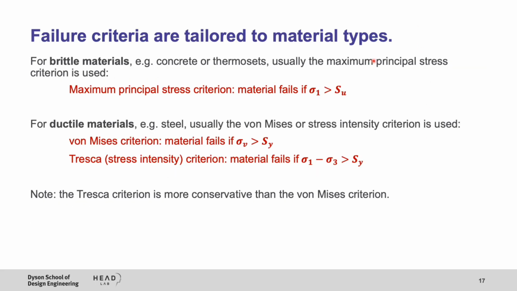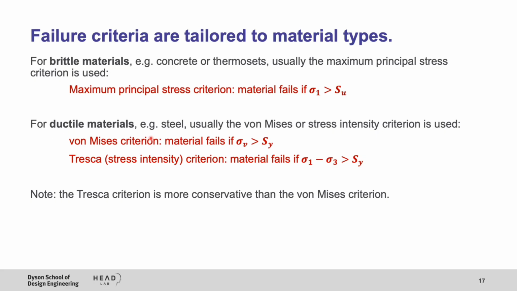Well, the fact is that the failure criteria are tailored to material types. So what do I mean? For brittle materials like concrete and thermosets, usually the maximum principal stress criterion is used. So what is the maximum principal stress criterion? It's this: the material fails if the maximum principal stress is larger than the ultimate strength of the material. And you know that this is a field. So you have the distribution of sigma 1, and where this sigma 1 in the structure is larger than this, that is where the failure starts from.